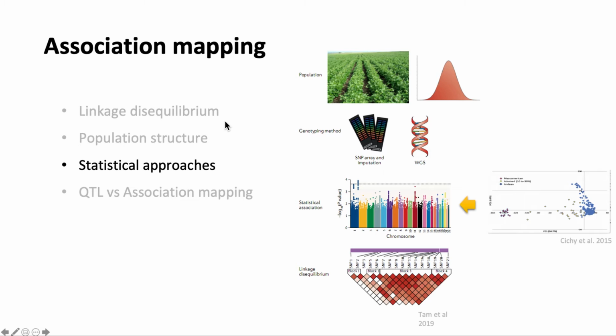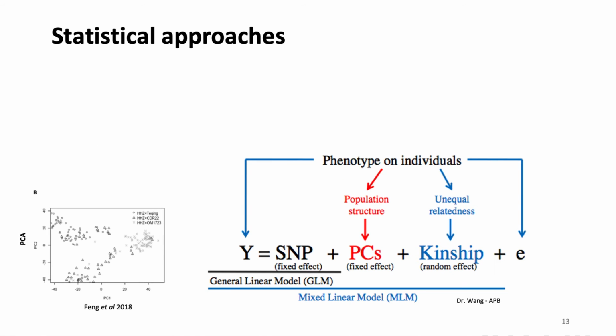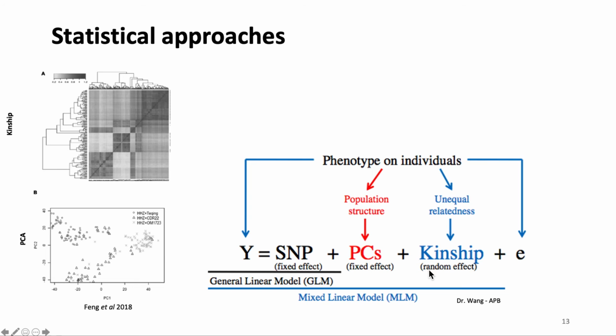And there are some statistical approaches that we use in association mapping. The simplest approach is to just use the SNP as fixed effects, plus the error, and that is the general linear model. And when we take into account the population structure and the kinship, that is the additive relationship between the genotypes, we use the population structure as fixed effects and the kinship as random effect.